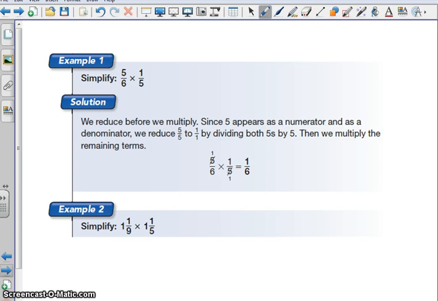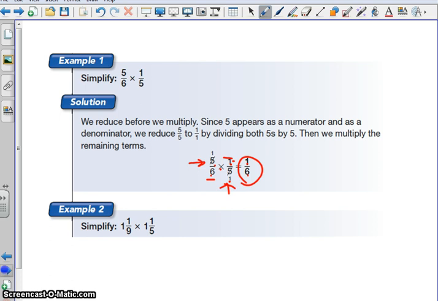Let's look at example 1 first. We're going to simplify 5/6 times 1/5. When they say simplify, it means reducing or canceling before we multiply. If you notice, they already did this part of it. They said 5 and 5, there's a common factor there, and they'll take a 5 out of each one, making it equal to 1. 1 times 1 is 1. 6 times 1 is 6. They looked at it and said 1 and 6 do not have a common factor, so you would leave those alone. Your answer will be 1/6.